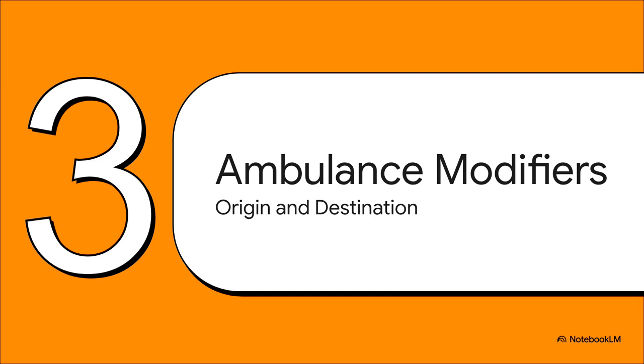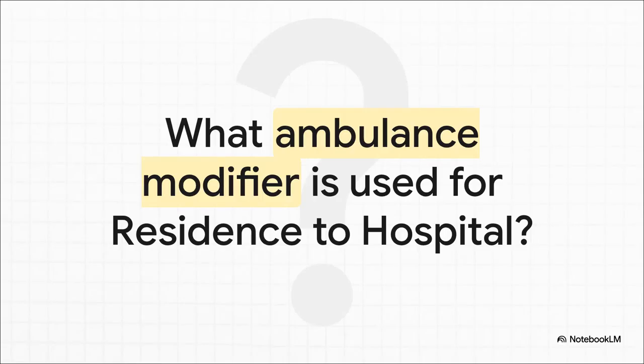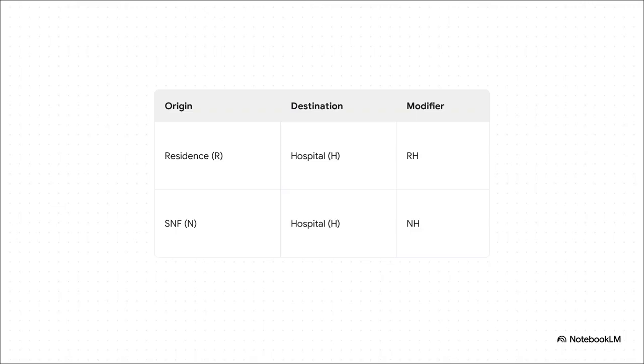Case study 3, ambulance origin and destination modifier dissection. Okay, listen closely to this vignette. An emergency ambulance transports a patient from their home, which is classified as a residence, or R, to the local hospital emergency room, classified as hospital, or H. What specific modifier has to be appended to the ambulance base code, something like A0429? You know, this matrix is basically foolproof if you just follow the timeline of the trip. Origin always comes first, and destination always comes second. So residence is R, hospital is H. Boom, your modifier is RH.